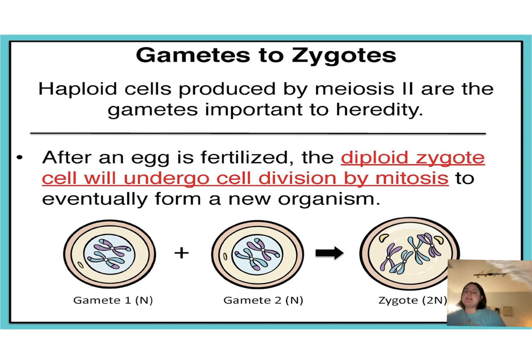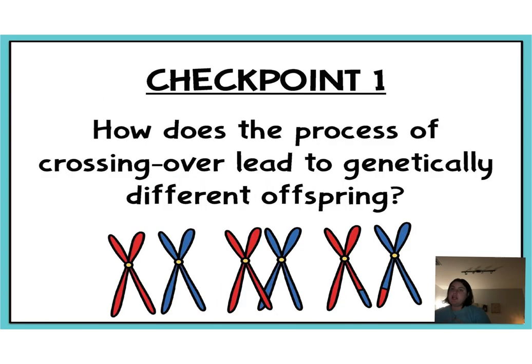Gametes to zygotes, haploid cells produced by meiosis two, the gametes, are important to heredity. After an egg is fertilized, the diploid zygote, because it's now diploid, because the egg cell, which was a gamete, and the sperm cell, which is a gamete, which each had, for us, 23, will come together and make a zygote that has 46 chromosomes. And they'll undergo cell division by mitosis over and over again, and eventually form a new organism. So now we're on to our checkpoints.